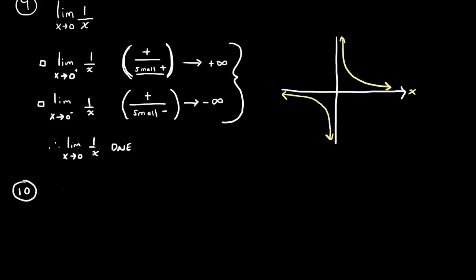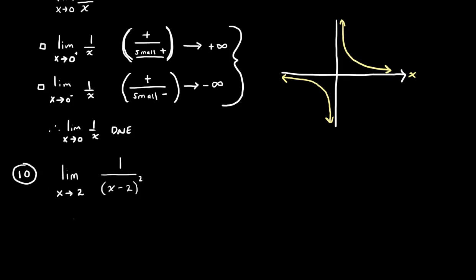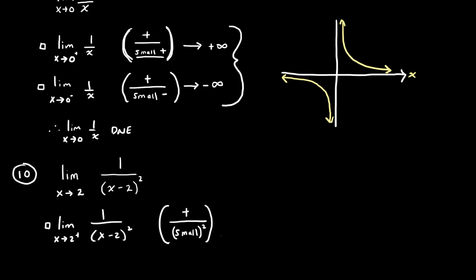In number 10, we're trying to find the limit as x approaches 2 of 1 over quantity x minus 2 squared. In a similar fashion, we're going to investigate from two different sides. So the limit as x approaches 2 from the right of 1 over x minus 2 squared. Let's do our numeric analysis. The top is going to be positive. The bottom is going to be really, really small. And even if you take something really small and you square it, it makes the denominator positive. So you have positive over a really, really small positive. That means we're going to approach positive infinity.